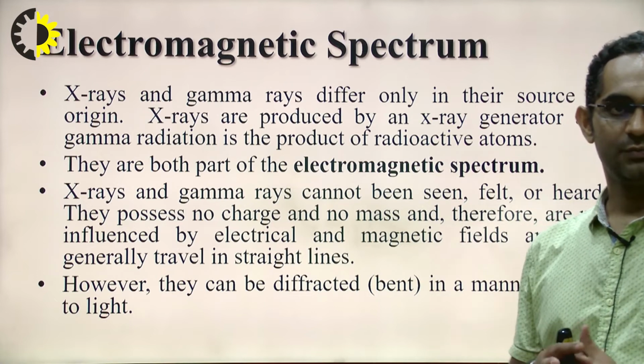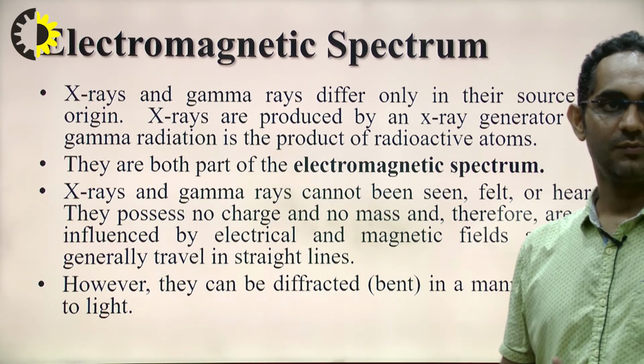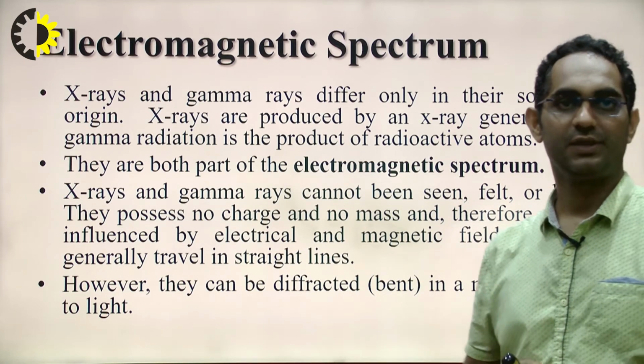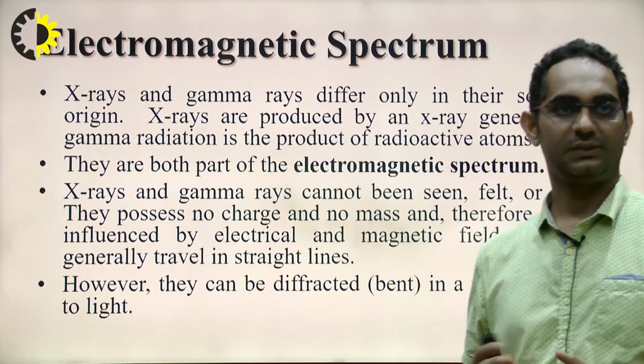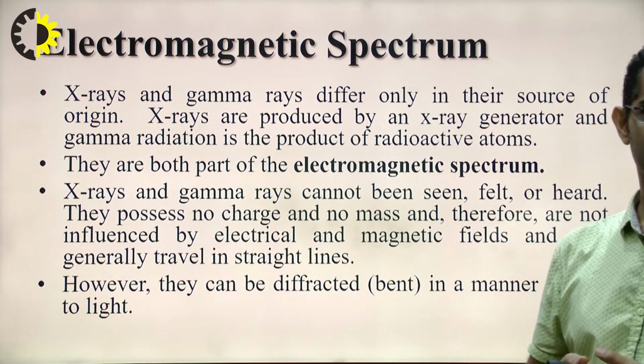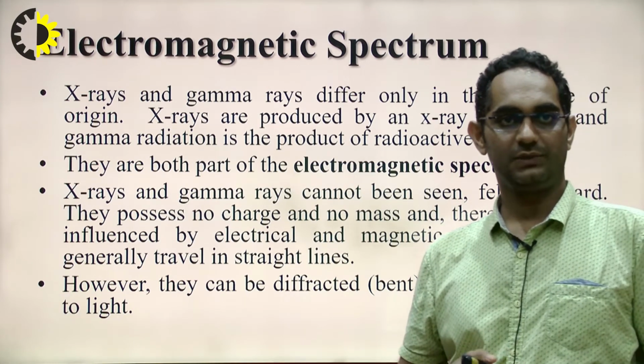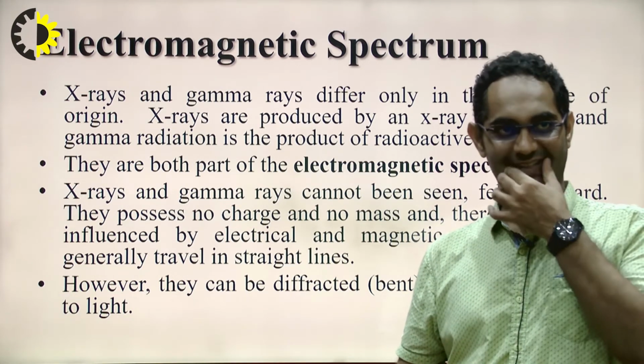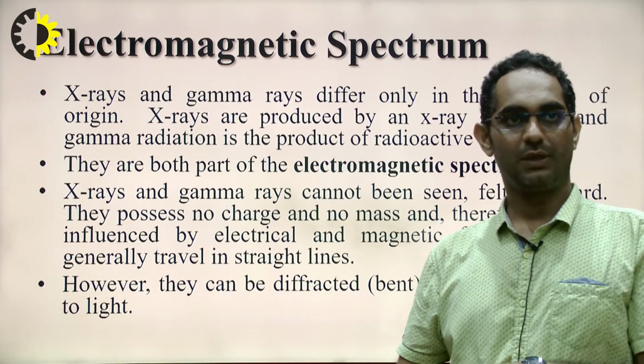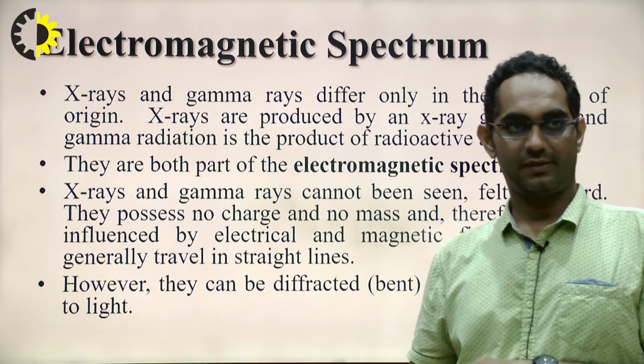X-rays are produced by an X-ray generator and gamma radiation is a product of radioactive atoms. So this is the difference in the source of origin between X-rays and gamma rays, and they are both a part of the electromagnetic spectrum.